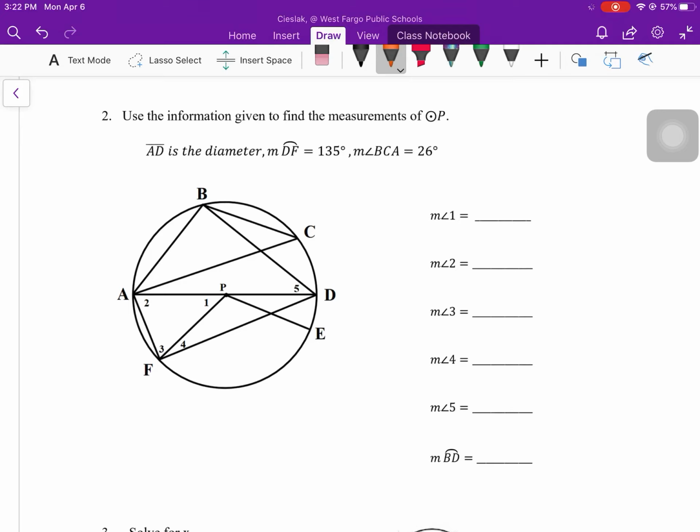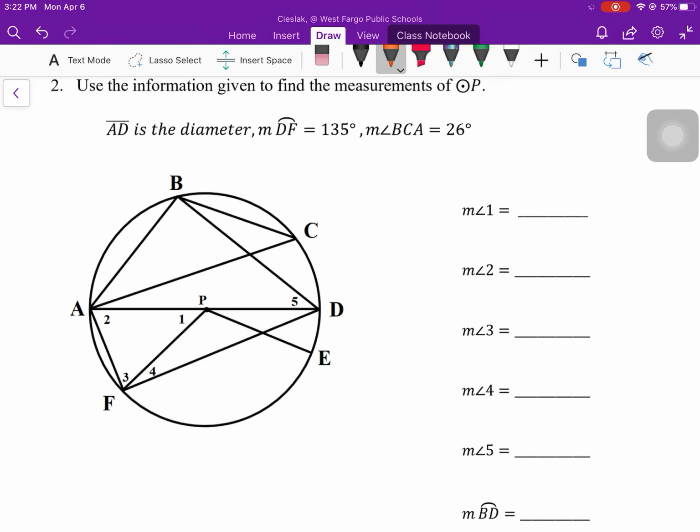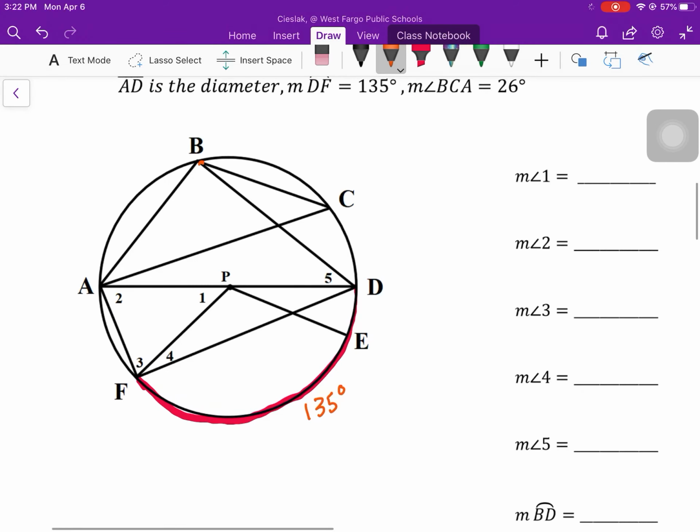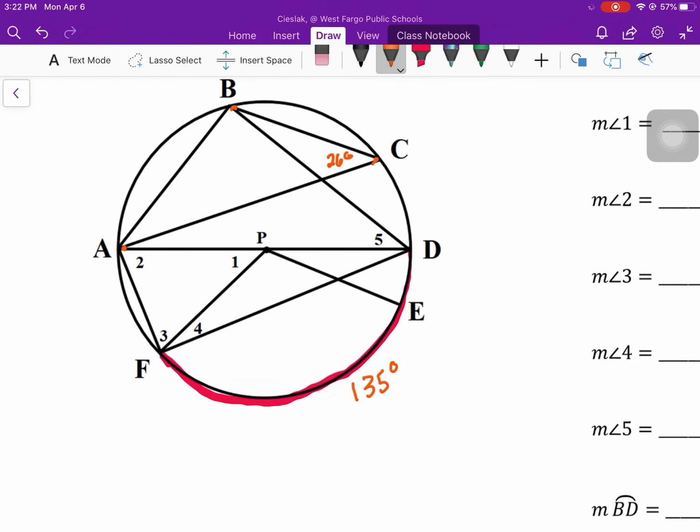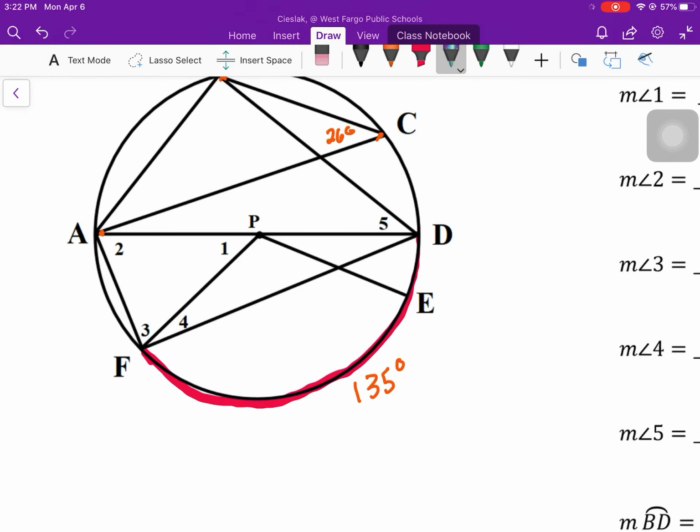Okay, next one, we've got a diagram here where we've got to piece a lot of different stuff together. So, first thing is that I know AD is a diameter. I know the measure of arc DF, so DF, I'm going to highlight that from D to F. That is 135. And measure of angle BCA, so B to C to A, that is 26 degrees. Okay. So first thing to look at here is, what are we trying to find? The measure of angle 1.